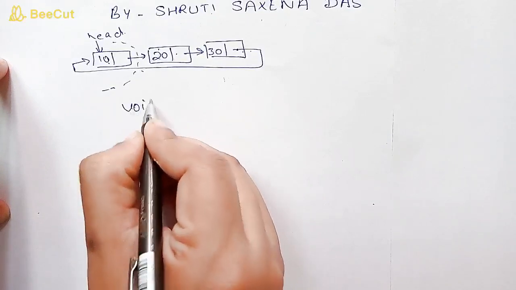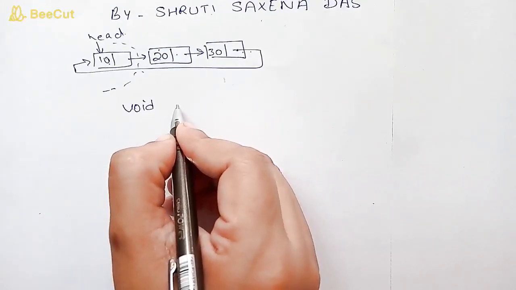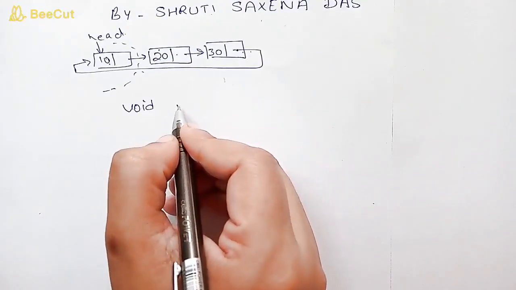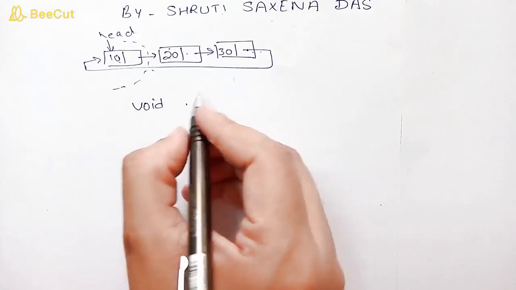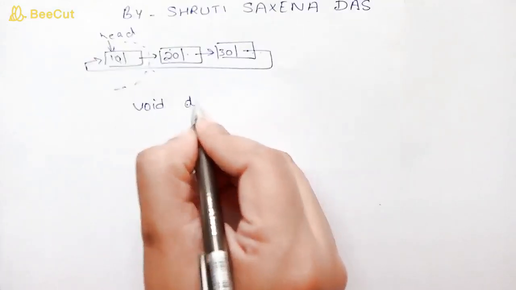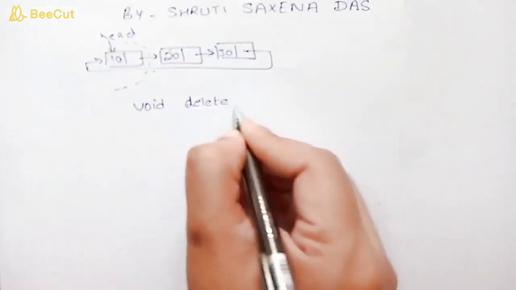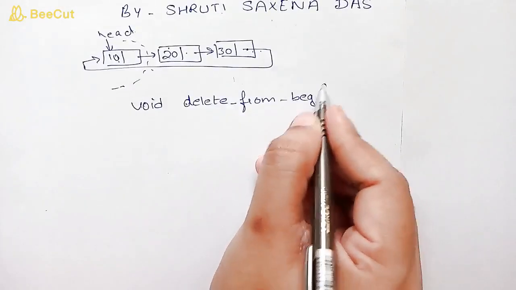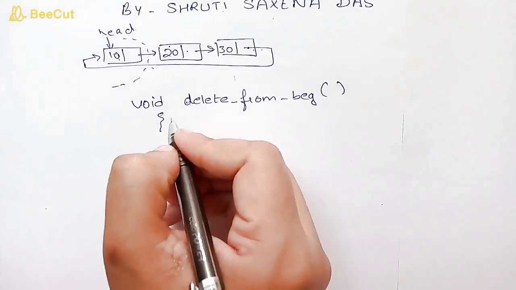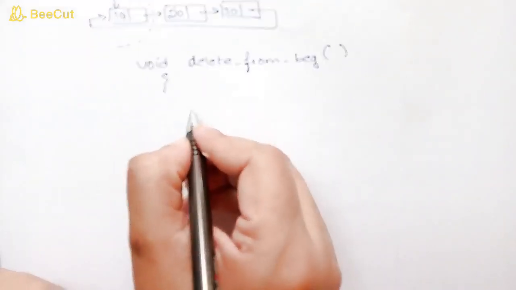I'll take the return data type as void, because here we are going to return to the calling function, because there might be a case that there are no nodes to perform the delete operation. So if there are no nodes, you cannot perform the delete operation. So delete from beginning. Here we'll check whether nodes exist or not.